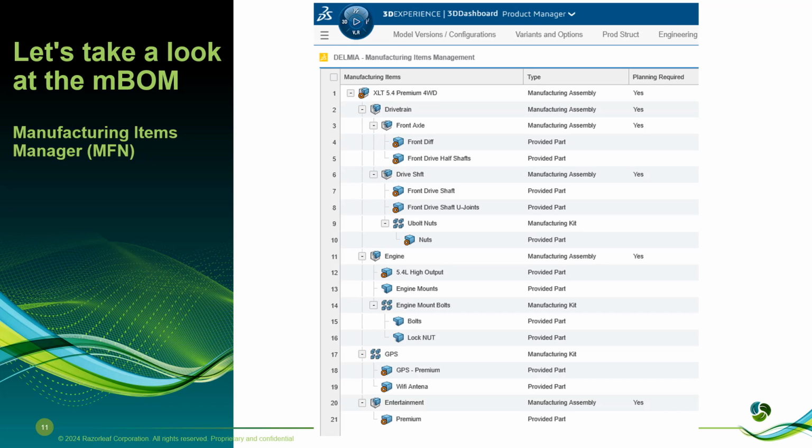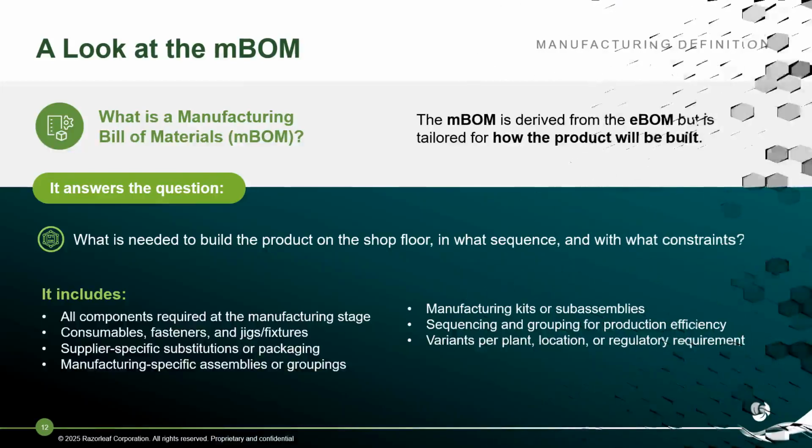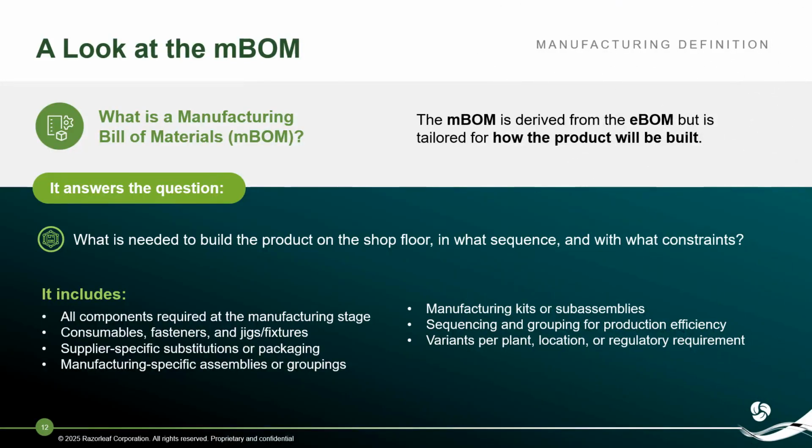Let's take a quick look at the 𝘼𝘆𝑚 and the role it plays in the manufacturing definition. For today's webinar, I used the Manufacturing Items Manager, the MFN. The 𝘼𝘆𝑚 is derived from the 100% eBOM engineering definition. However, it is tailored to how the product will be built. It answers the question, what is needed to build the product in production environment?